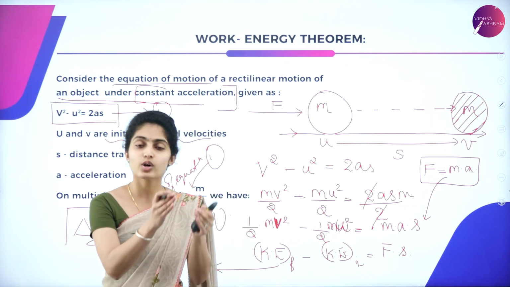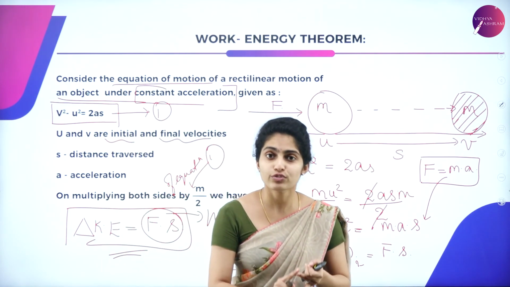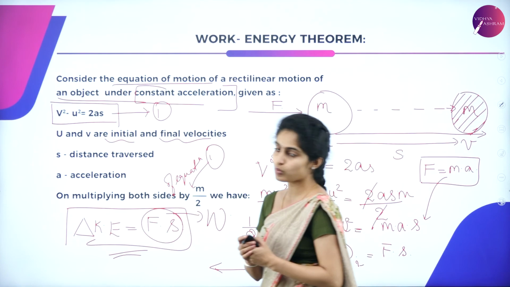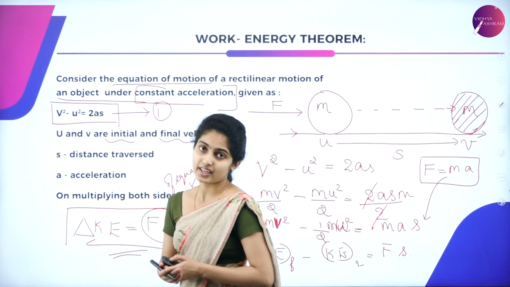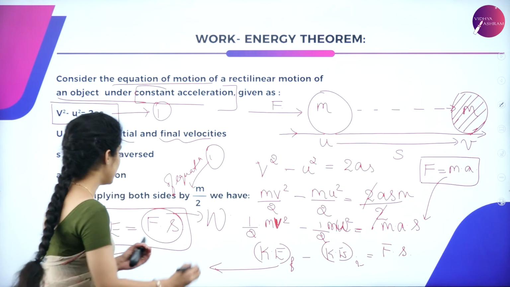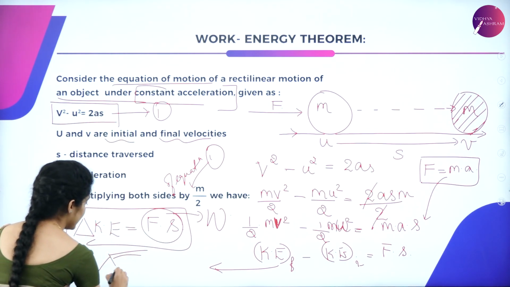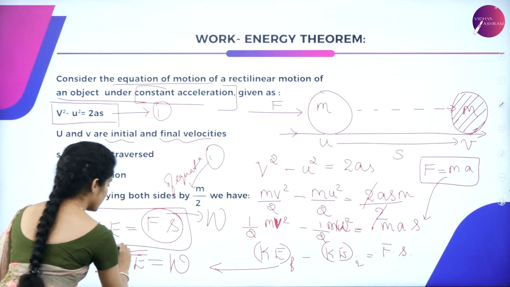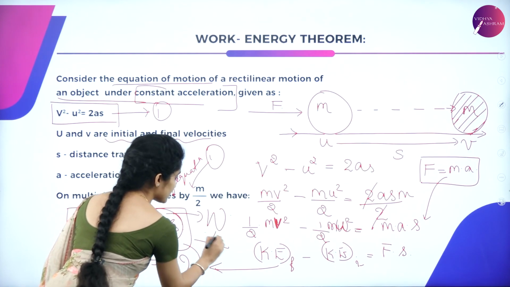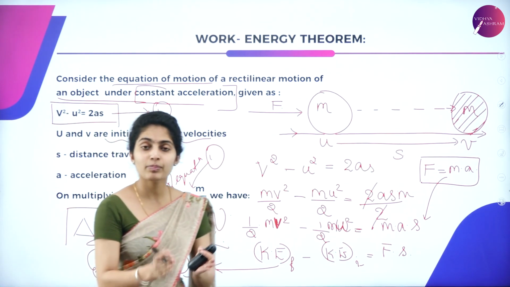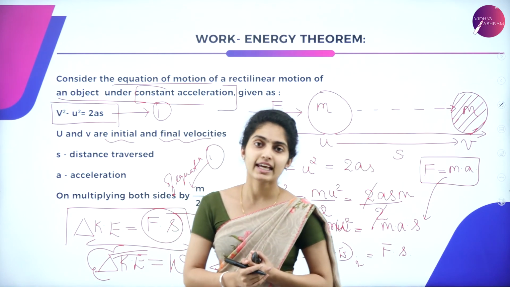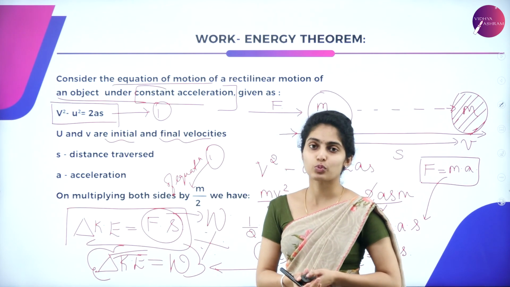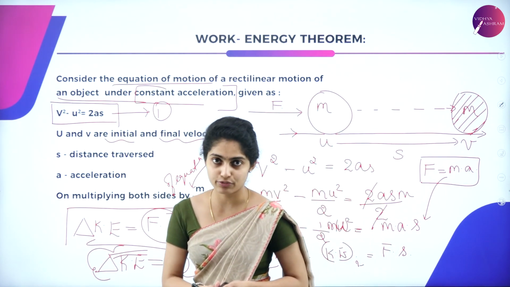So what is that work? Work is nothing but the product of force and displacement. So now you have got force into displacement, which is nothing but work done. So delta KE is equal to W. The final answer is delta KE, that is the change in kinetic energy, is equal to the work done. This theorem is an important theorem for your exam. So that is the work energy theorem, and I hope you're clear with it, which is very important for your exam.